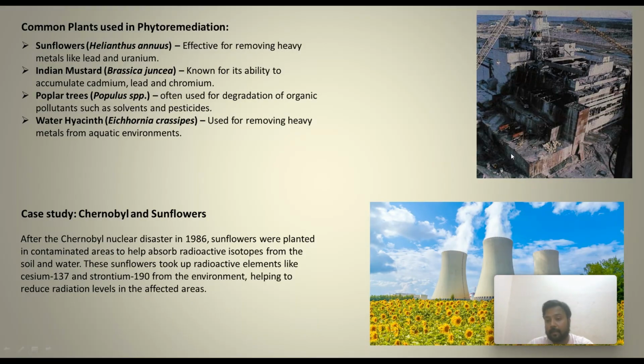As you can see in the figure, this is the Chernobyl nuclear factory, and these are the sunflowers that were planted nearby that factory to help in reducing the radioactive elements.